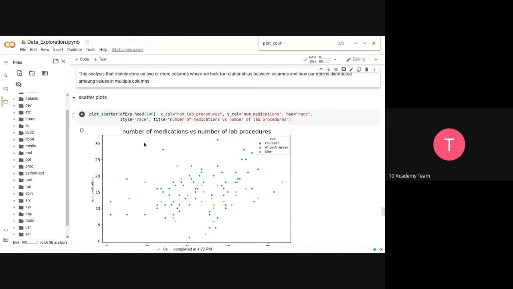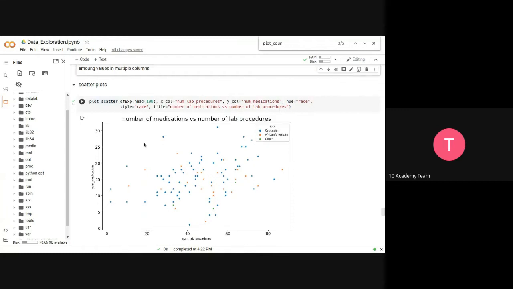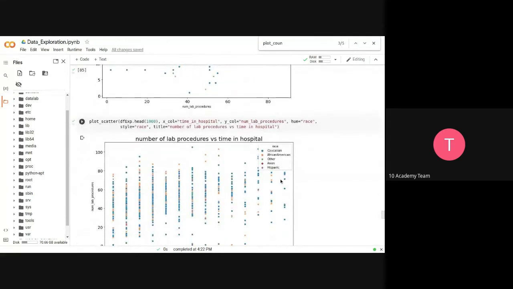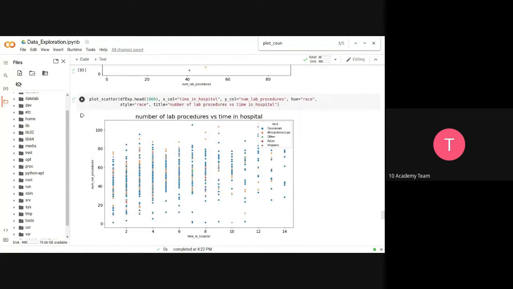So scatter plots. We can actually also use scatter plots for univariate analysis, but what we're simply doing here is trying to see the relationship between the number of medications and the number of lab procedures. As you can see, this isn't that linear, and this is a very distributed graph, but it is more or less saying that as the number of lab procedures has increased, there are cases where the number of medications has also increased. But this really isn't telling that much at the moment. And so again, what this is stating is just the relationship between the number of lab procedures versus the amount of times in the hospital that the patients has been in.